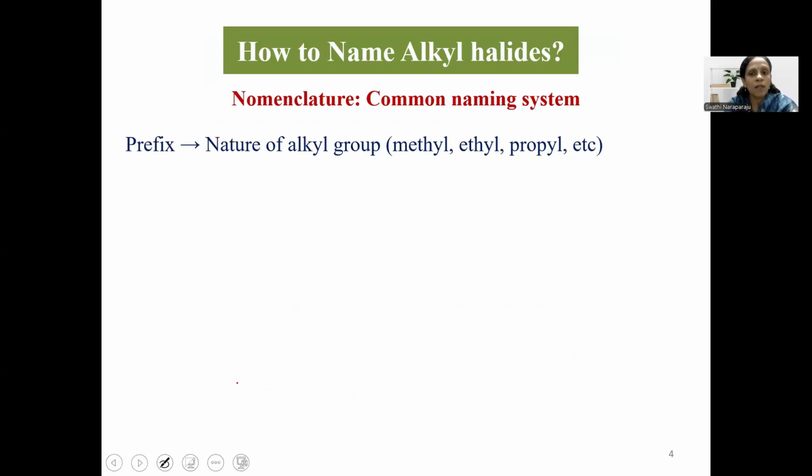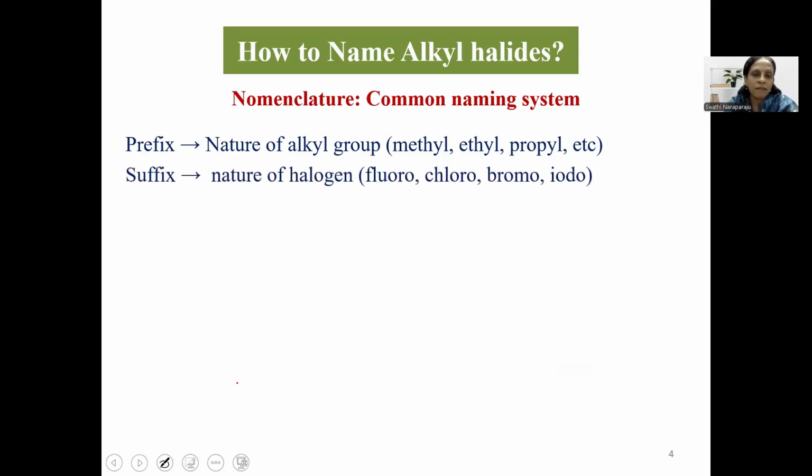In the common naming system, the nature of the alkyl group present is represented in the prefix. That means we have to see whether a methyl group, ethyl group, propyl or butyl group is present in the given compound. Accordingly, the nature of the alkyl group should be indicated in the prefix. Then the suffix contains the nature of the halogen. So we have to identify which type of halogen is present in the given alkyl halide, and give that information in the suffix. The word alkyl halide itself is the common name for these molecules.